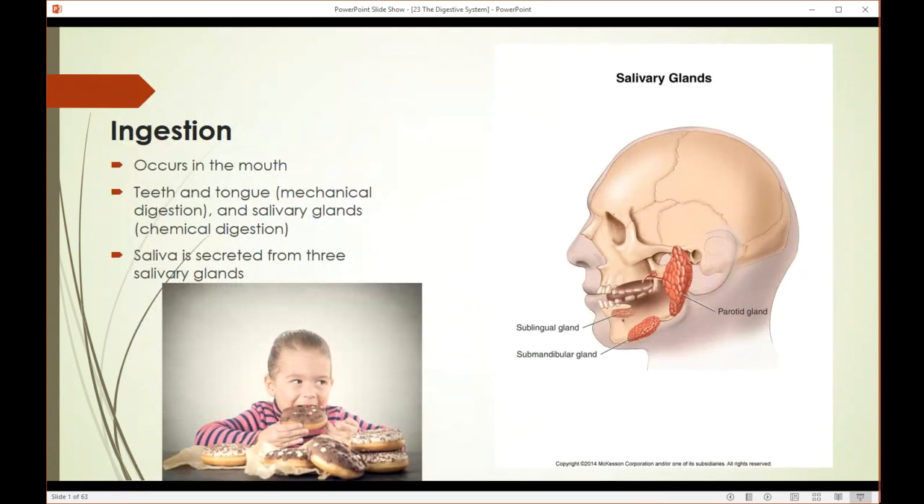So ingestion, it's occurring in the mouth. The teeth and the tongue are doing the mechanical digestion. The tongue is sort of moving around in your mouth to push the food back and forth from side to side. And then the teeth are sort of that tearing action, right? Then our salivary glands are the chemical digestion. The saliva is secreted from 3 of our salivary glands. We have the parotid gland right here up in the cheek. We have the submandibular gland at the bottom of the mandible, and then the sublingual, which is underneath the tongue.